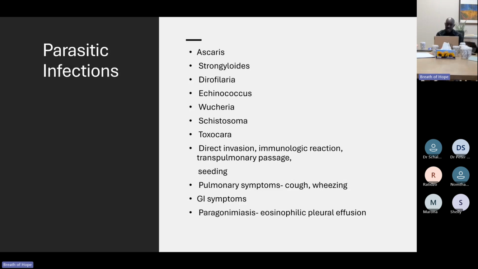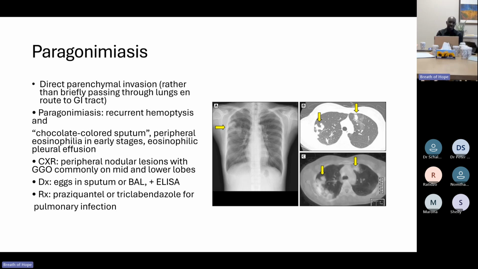In patients with paragonimiasis, you will have eosinophilic pleural effusions. This is where you have direct parenchymal invasion rather than briefly passing through the lungs en route to the GIT. Those patients tend to have recurrent hemoptysis, chocolate-colored sputum, peripheral eosinophilia in the early stage, and eosinophilic pleural effusions. On chest X-ray, they will have peripheral nodular lesions with ground glass, commonly in the mid and lower zones.